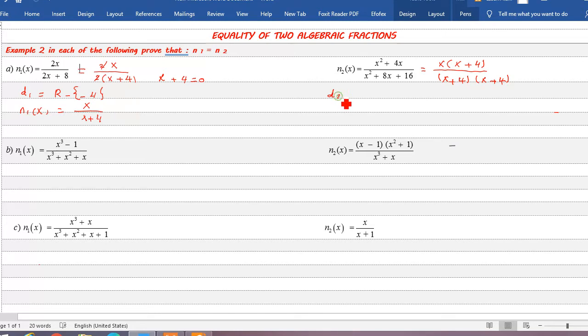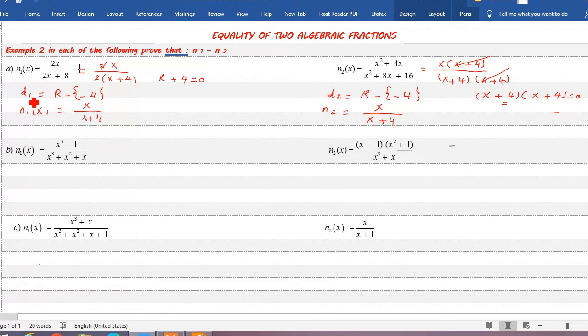Find the domain of n2. It equals R minus the number that makes the denominator equal 0. Then x plus 4 times x plus 4 equals 0. Take the opposite sign of positive 4, it will become negative 4. The other bracket is the same as the first bracket, so it becomes negative 4. So take negative 4. Make the simplest form: cancel x plus 4 with x plus 4. Then n2 equals x over x plus 4.